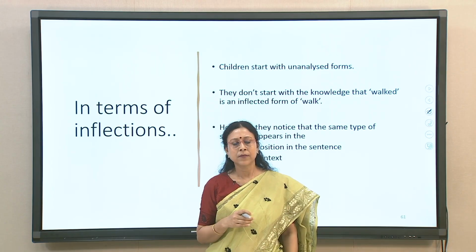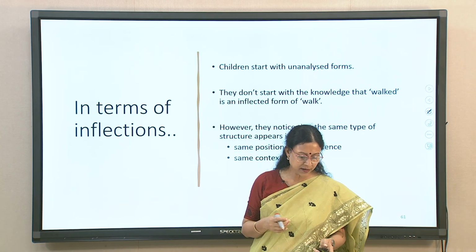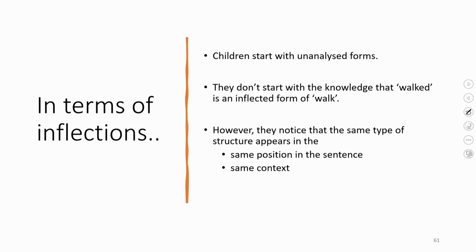Now, in terms of inflections, what do they say? They say that initially children start with unanalyzed forms. So, they do not understand in the beginning that walk and walked are the same word, with a modification depending on the tense. That is not how the initial input goes. Initially they take it as two different entities. So, this and this are two different words.